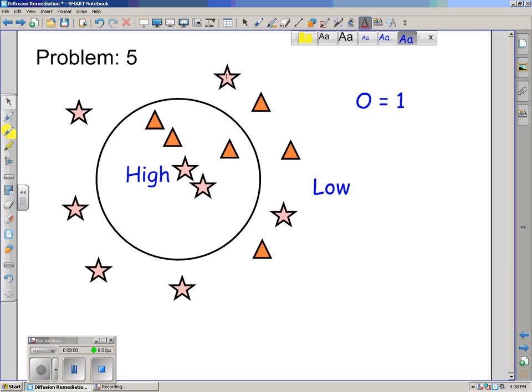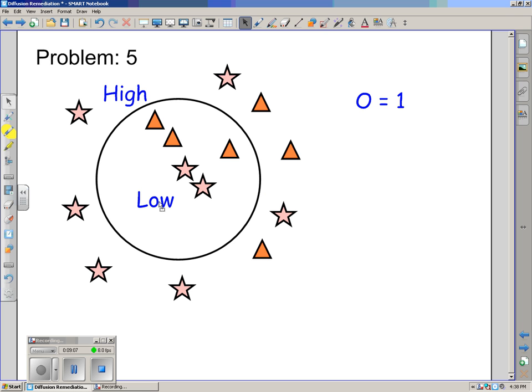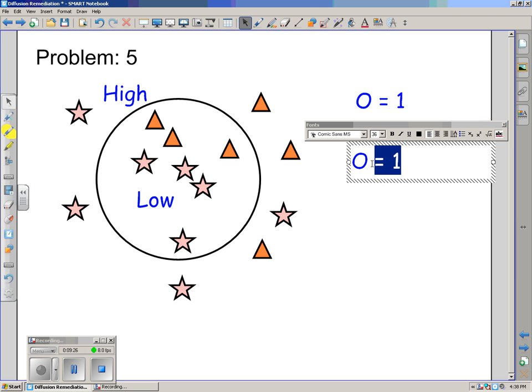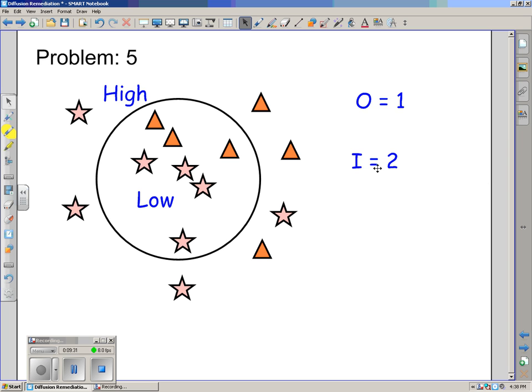How about for the stars? Let's see. Stars-wise, looks like our high concentrations on the outside and our low concentrations on the inside. We move 1 inside, still not at equilibrium. Another one diffuses in. 1, 2, 3, 4. 1, 2, 3, 4. Hey, how many moved in? We had 2 move in. So we actually have 2 answers for problem number 5.